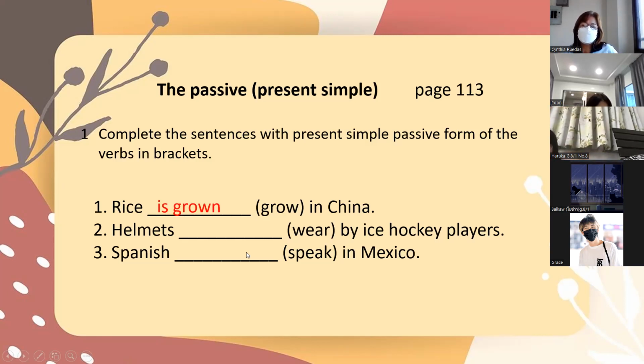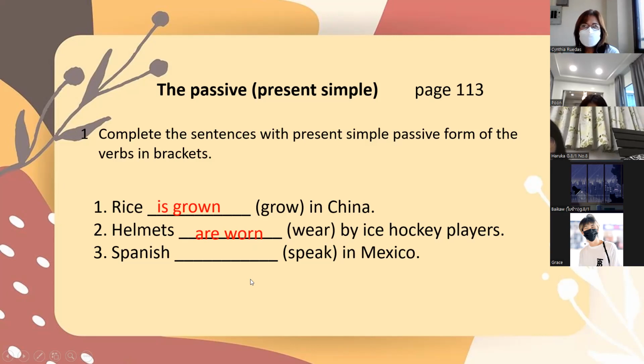Let's have Grace. Helmet is worn by ice hockey players. Okay, what is your past participle? Grace, where is our verb? Please spell it. W-O-R-N. So let's see if you're correct. Very good. Worn is the past participle of wear, and the past simple is wore, W-O-R-E. So for number three, Baikal.